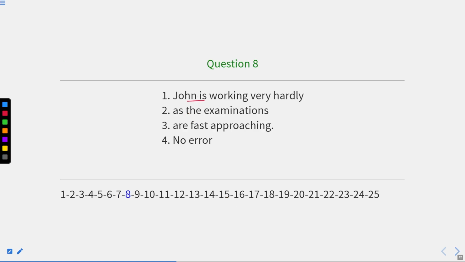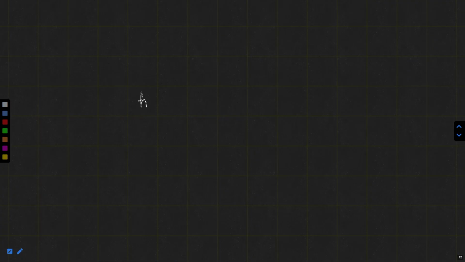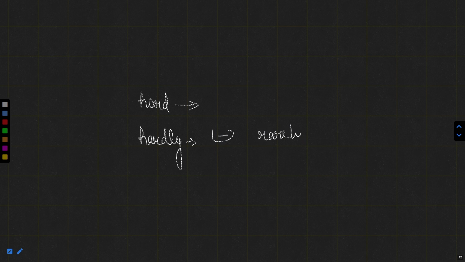Now question number 8 is, John is working very hardly as the examinations are fast approaching. Now there is a word hard. Hard means with a lot of effort. When someone works hard, it means he puts in a lot of effort. But if I say hardly, hardly is actually a negative word, which means rarely. If I say he hardly works, I'm saying that he does not work at all. And hard means with a lot of effort.